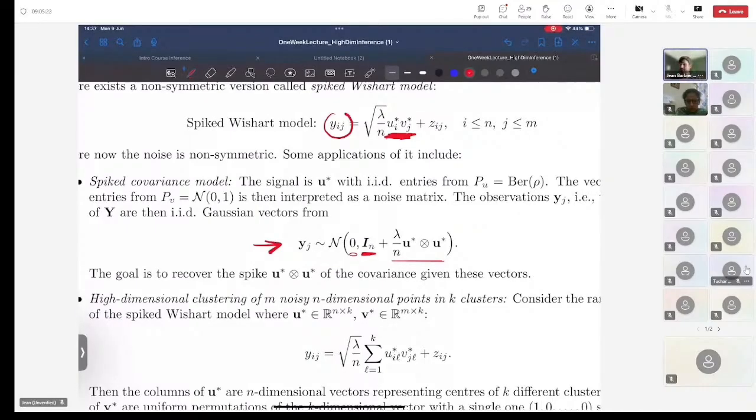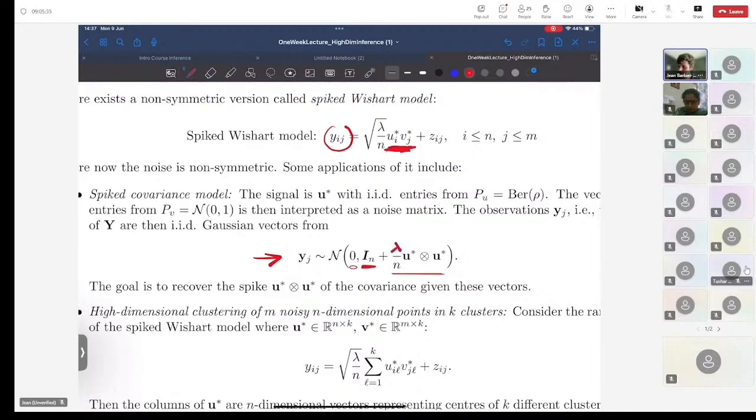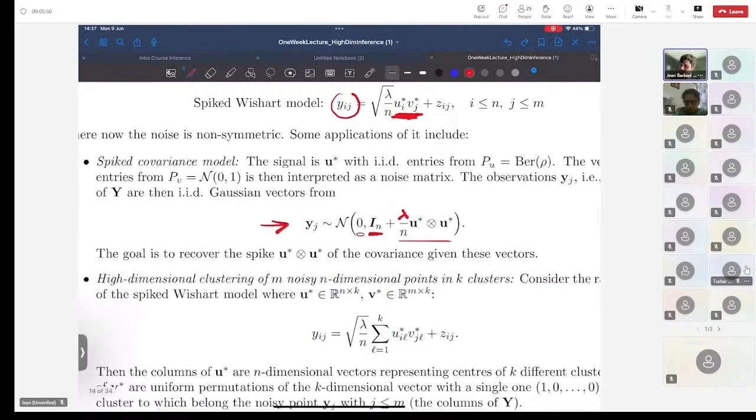So it's like if you have a noisy covariance matrix and there is a hidden spatial direction in this covariance which you're looking for, and the strength of this hidden direction is controlled by this lambda, and this hidden direction is this vector U. Okay, so this is really a model for finding hidden directions when doing principal component analysis. It is also related to high dimensional clustering. You can read a bit, but I need to move on.